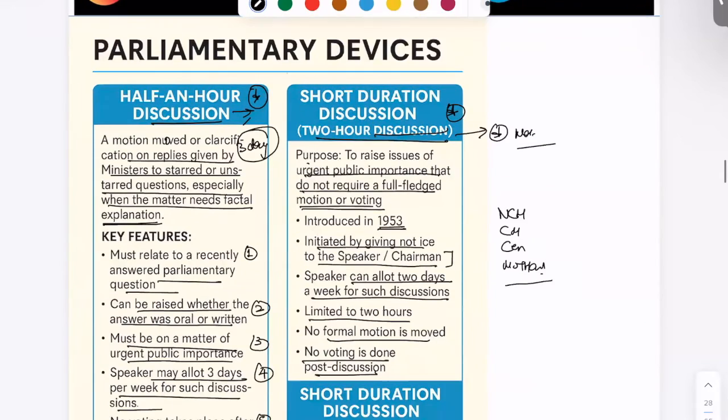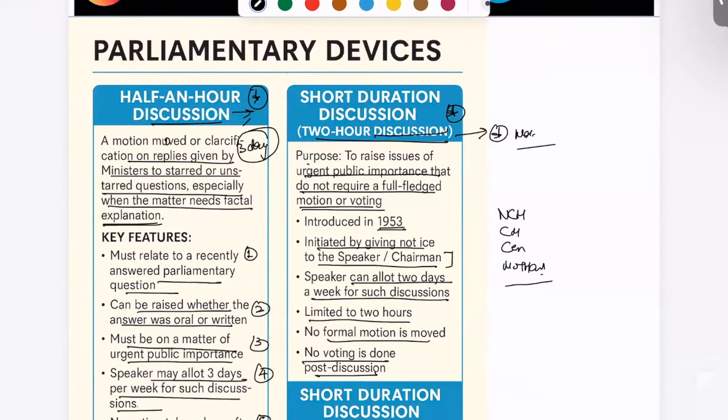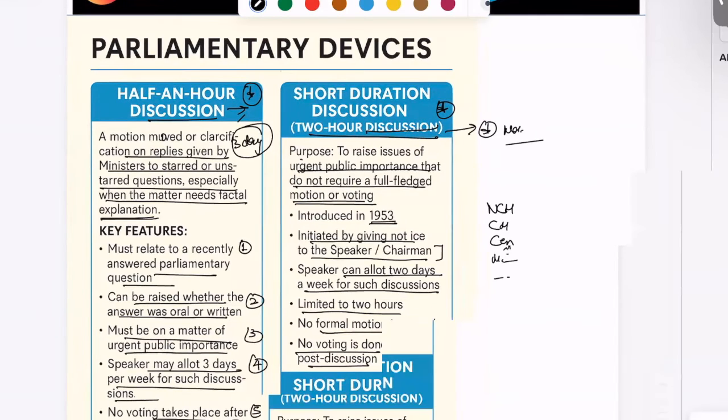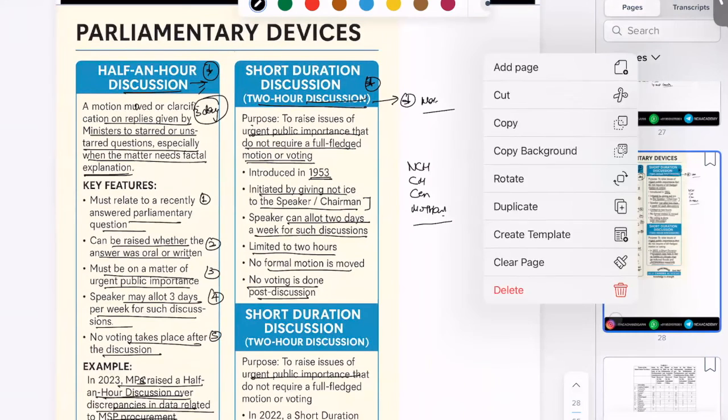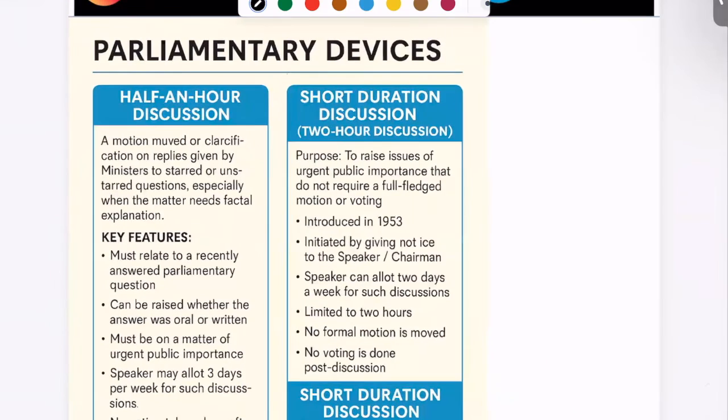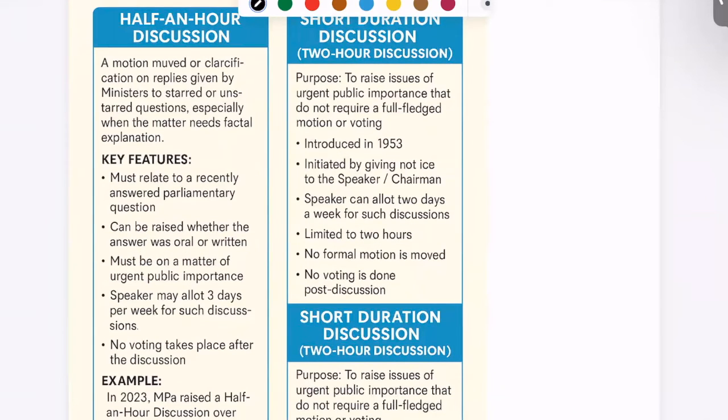Next we come to parliamentary devices. Half an hour discussion, and this is the last. Short duration discussion. अगर मैं call attention motion करूं, क्या debate हो सकता है? नहीं. There is no debate in call attention motion. Now we come to the only two things which are left, which is very important: half an hour discussion and short duration. Half an hour का मतलब half an hour नहीं होता है.